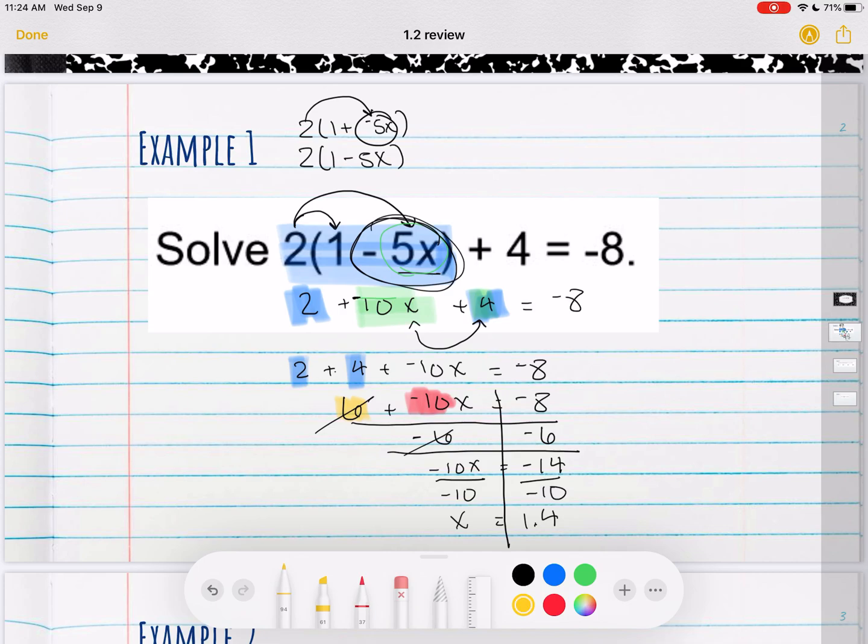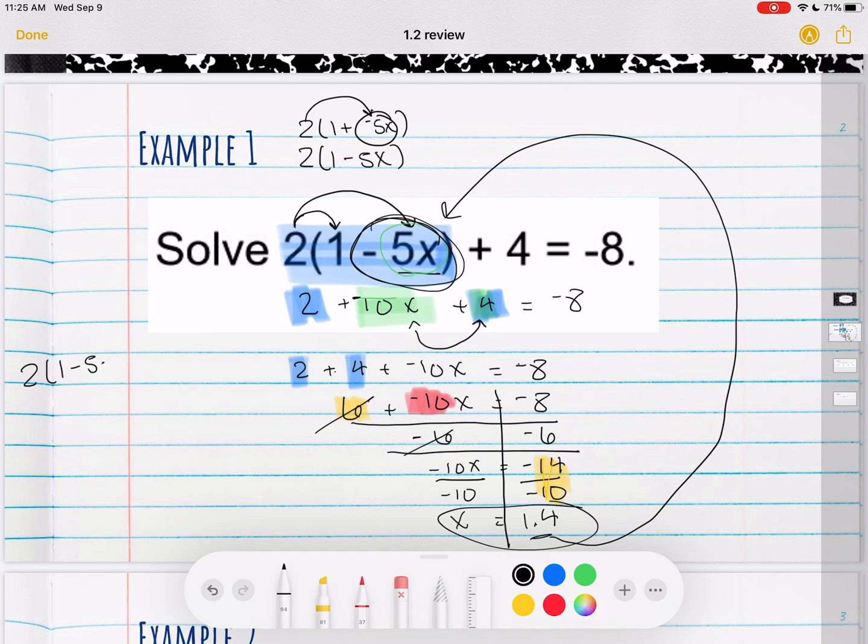And again, if you didn't quite know what this is, you could use a calculator or you could do some long division to figure that out. Remember, it's always important, let's see, we're going to circle that answer. It's always important to check that answer. So I'm going to go back to the original and plug in 1.4 for x. So 2 times 1 minus 5 times 1.4 plus 4. We want to check if that equals negative 8.